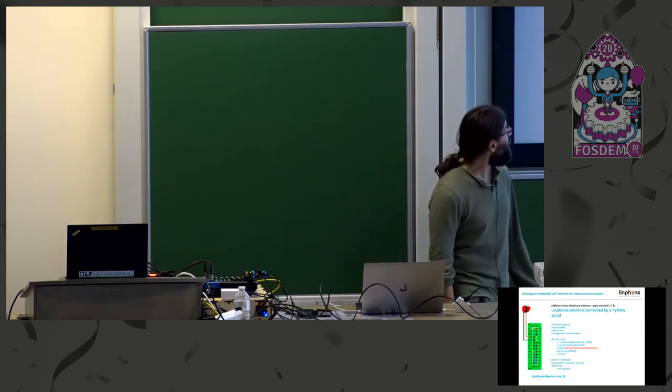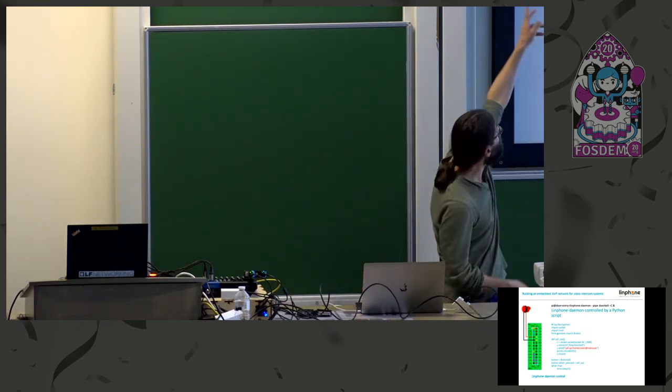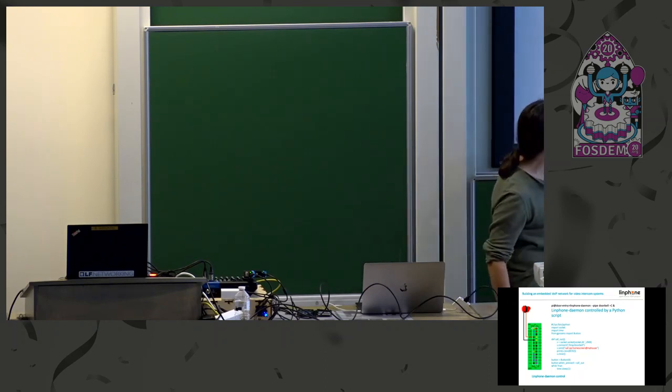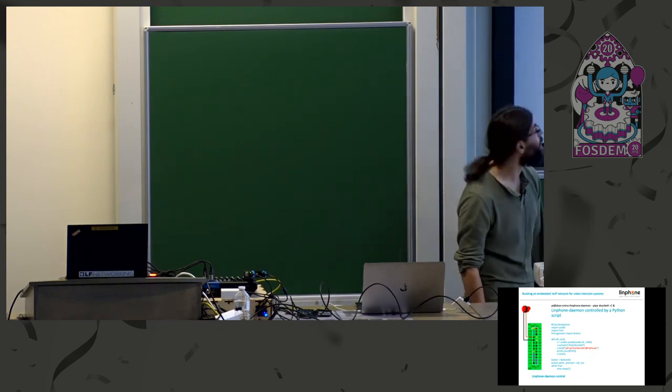Okay, so how will it work? Just a button connected to the GPIO. I just start Linphone daemon in the background with a Unix pipe. And with a couple of lines of Python, it's pretty easy to handle the button and just open a socket communicating with the Linphone daemon and initiate a call. That's it.